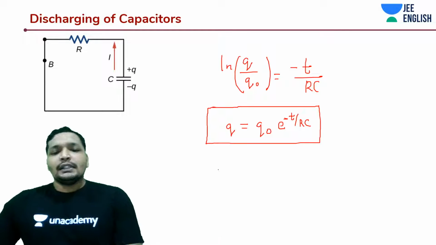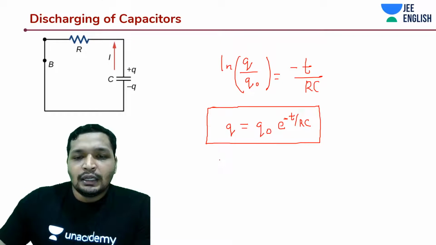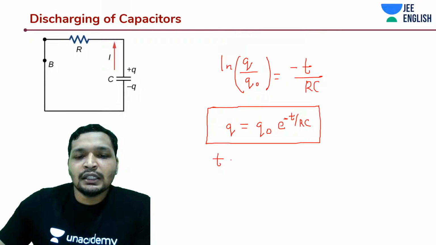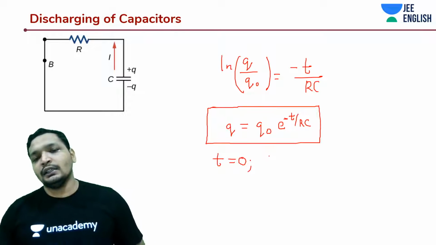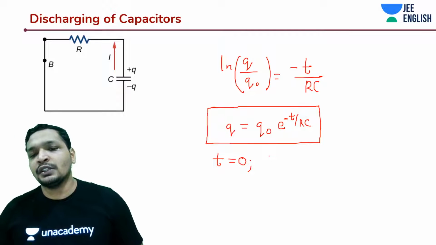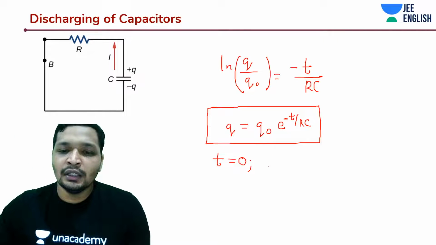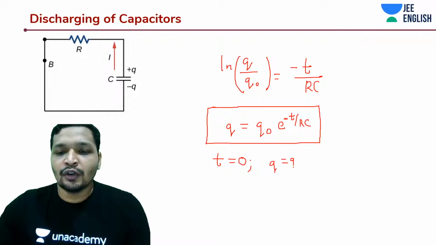So are we really getting the right kind of equation? Let's verify it. At t equals 0, we should be getting q equals q naught, right? q equals q naught e to the power 0, which is 1, so we are getting q equals q naught.